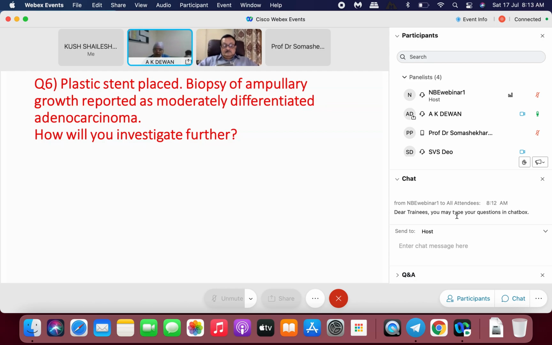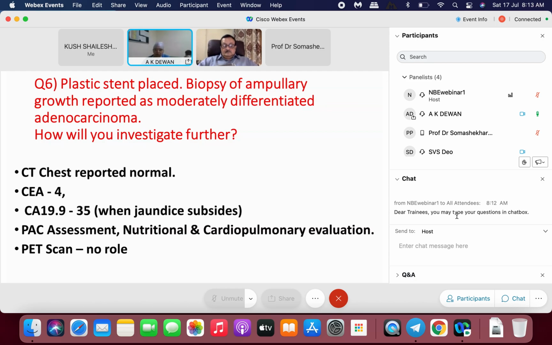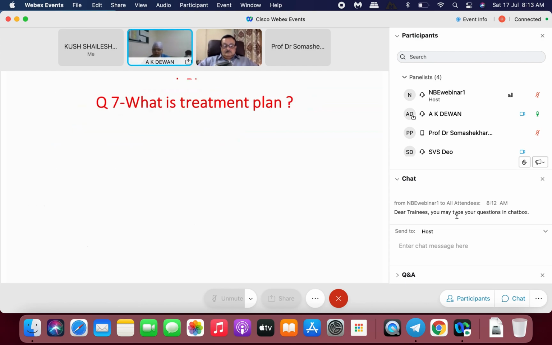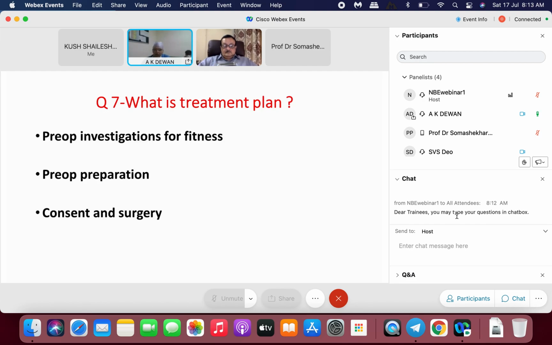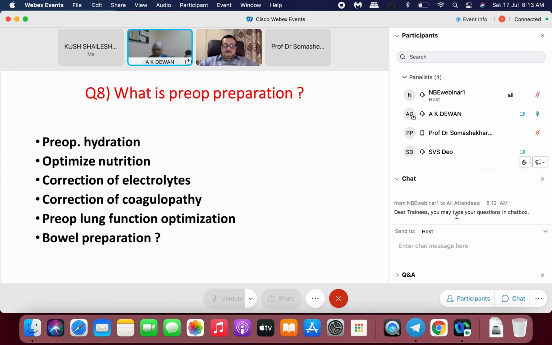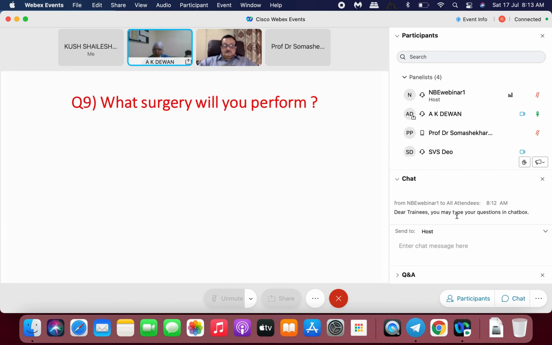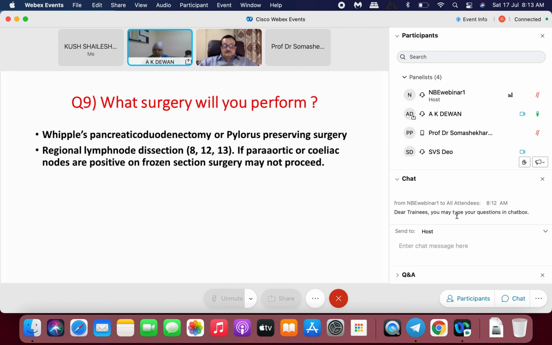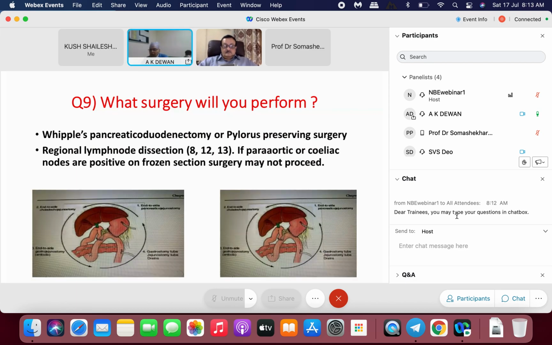How will you proceed further? So, does PET scan have any role or not? PET scan has no role except for a good CT scan. So what is the treatment plan? You will do pre-op investigations for fitness, pre-op preparation, consent, and surgery. So what is the pre-op preparation? Be prepared to answer that. And what surgery will you perform? We don't expect you to make diagrams here, but you should know the type of surgery and what the options are.